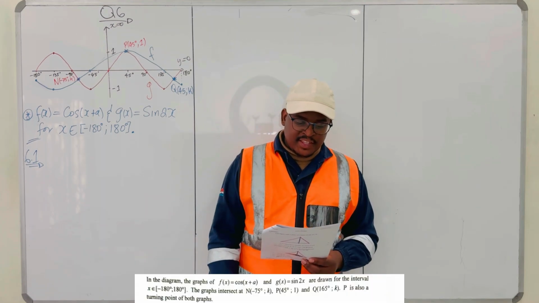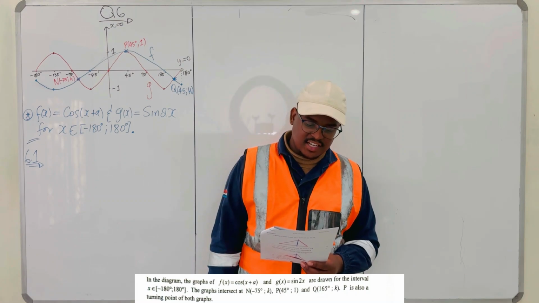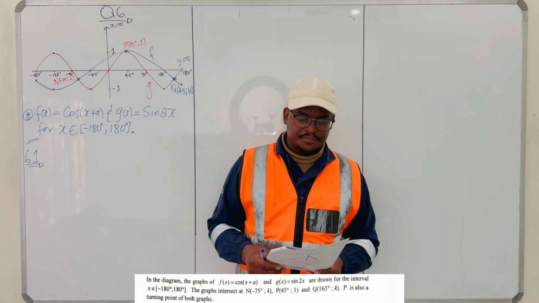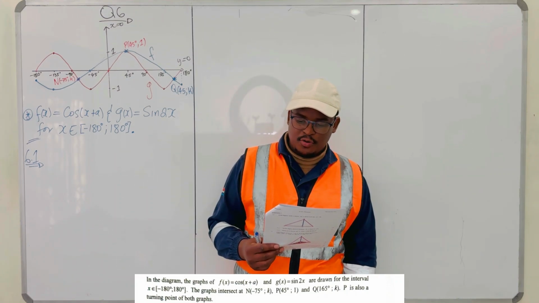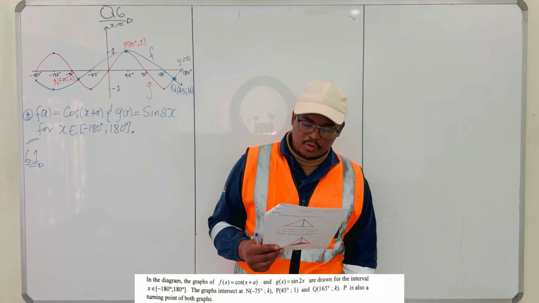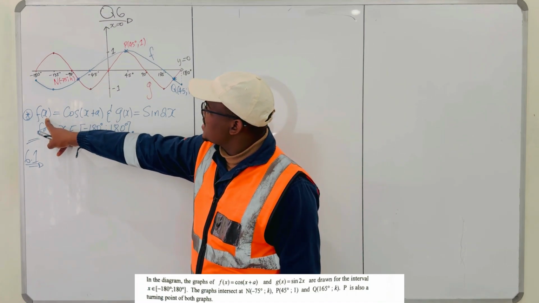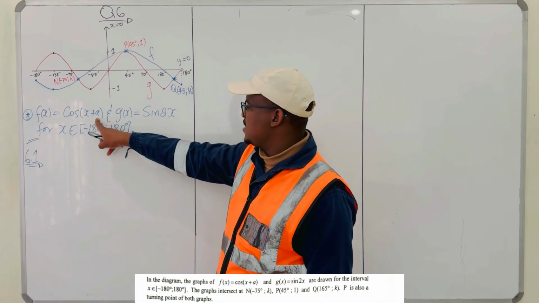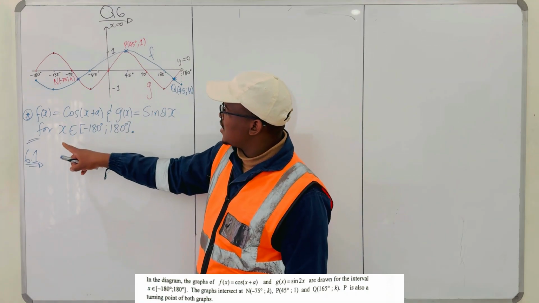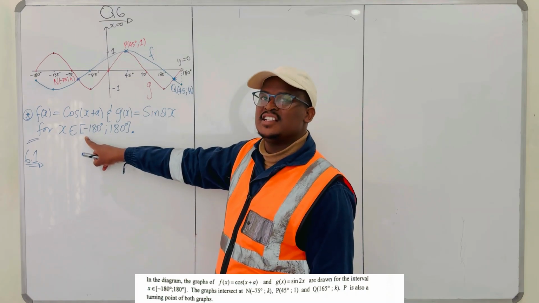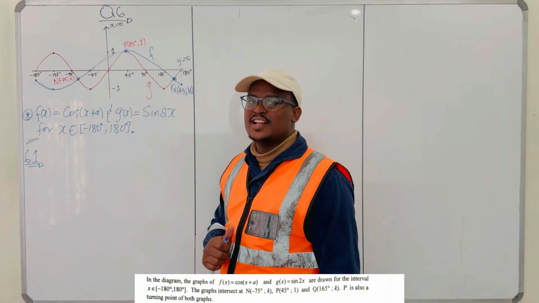So let's go. They are saying in the diagram, the graphs of f and g are drawn on the interval for x from minus 180 degrees to positive 180 degrees. The graphs intersect at N, P, and Q. P is also the turning point for both graphs. As you can see here, you have the function f defined by f of x equals cos x plus a, and g of x defined by sine 2x. These two functions are drawn for x from minus 180 degrees all the way to positive 180 degrees.